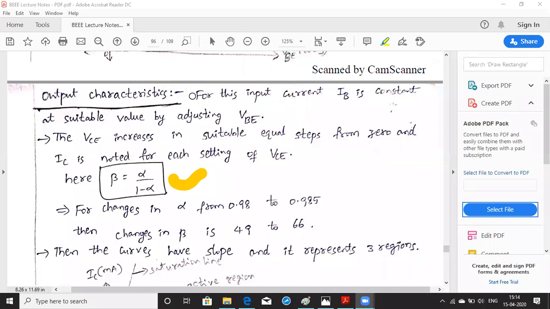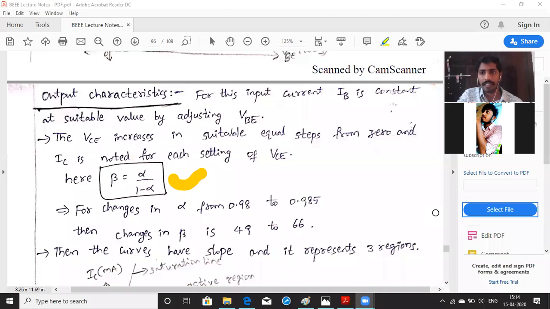In this session, we have discussed the common emitter configuration. In tomorrow's session, we'll discuss the common collector configuration. Then after that, we'll compare the 3 configurations so that the BJT, bipolar junction transistor, topic will be completed, and we'll move to the field effect transistor, right? Okay, thank you all of you.